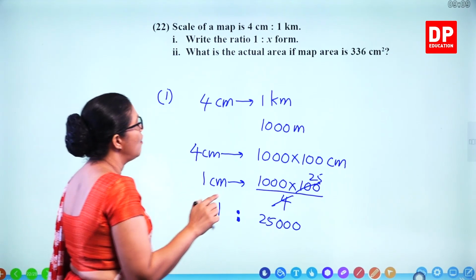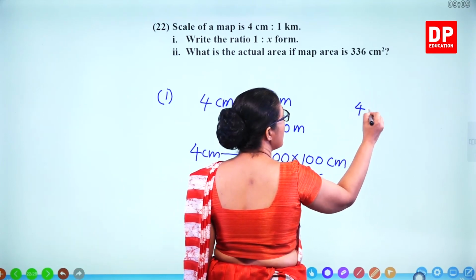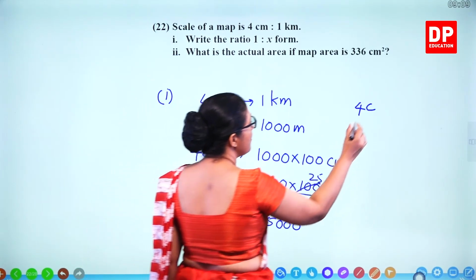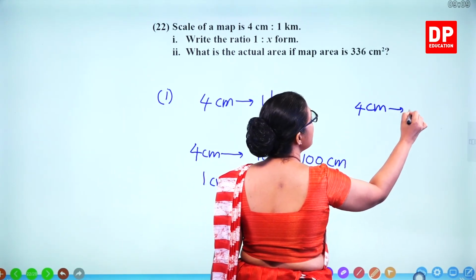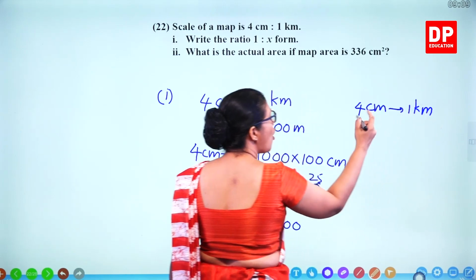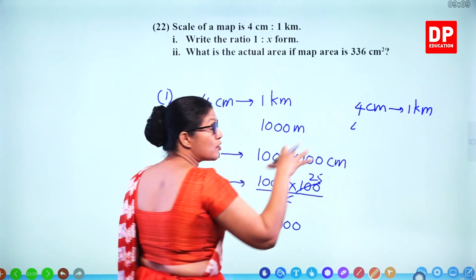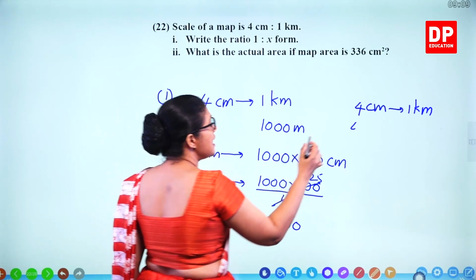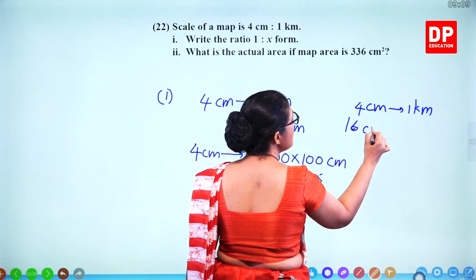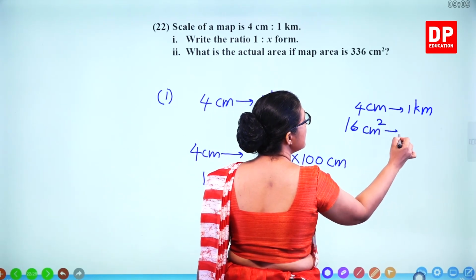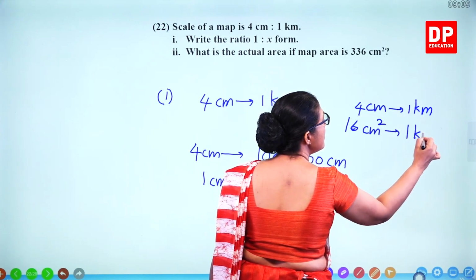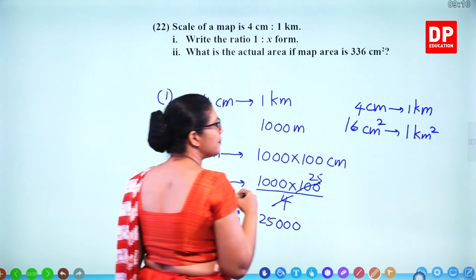We'll take that, 4 centimeter. It's easy. Otherwise, you have to square the big number. 4 centimeter is 1 kilometer. What about 4? We'll square it. 4 times 4, 16 square centimeters is 1 into 1, 1 square kilometers.